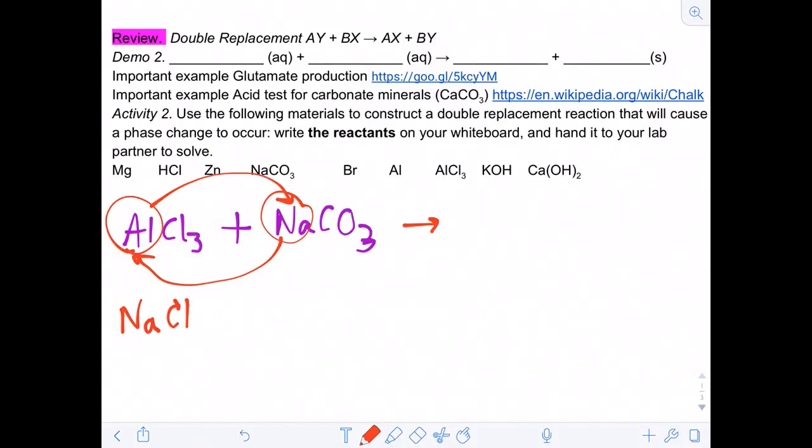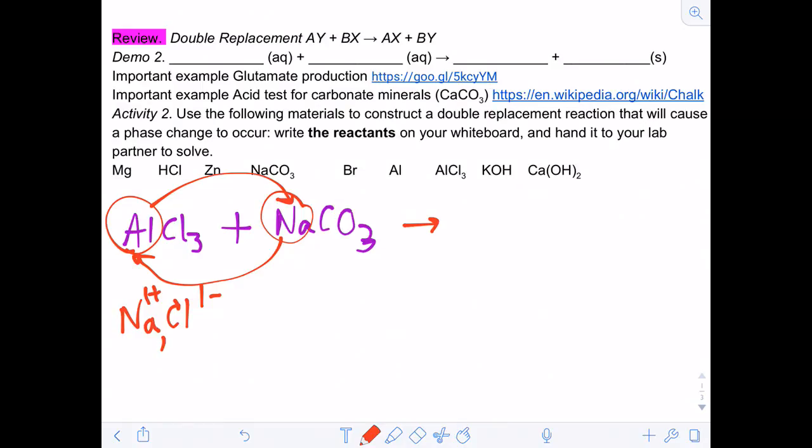How many chlorines do you need if you bond to sodium? Sodium's a group 1 metal, right? So there's a 1 plus oxidation state. So how many chlorines do you need? You crisscross these oxidation states, right? Chlorine's a 1 minus, so you just crisscross them. So how many of each do you need? 1 of each, right?